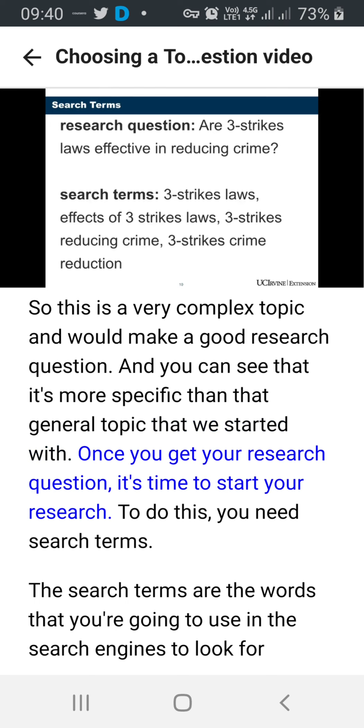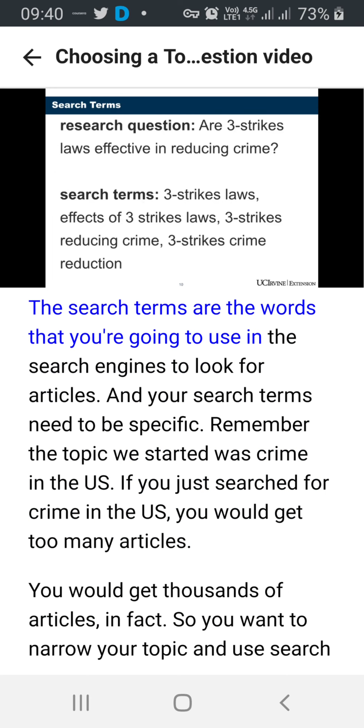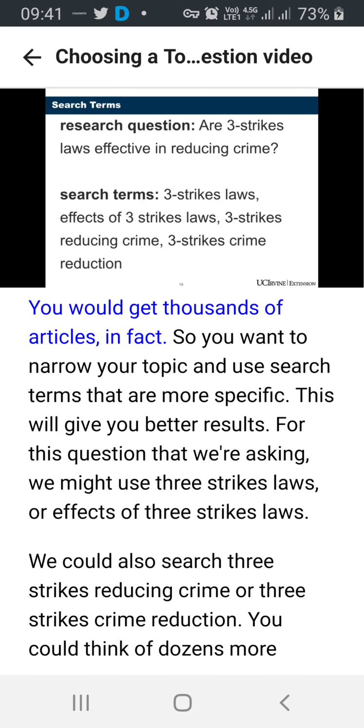Once you get your research question, it's time to start your research. To do this, you need search terms. The search terms are the words that you're going to use in the search engines to look for articles. And your search terms need to be specific. Remember, the topic we started with was crime in the U.S. If you just searched for crime in the U.S., you would get too many articles. You would get thousands of articles, in fact. So you want to narrow your topic and use search terms that are more specific. This will give you better results.